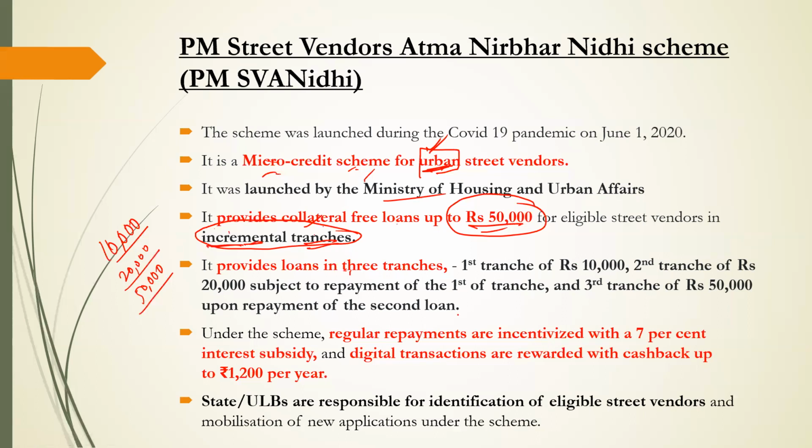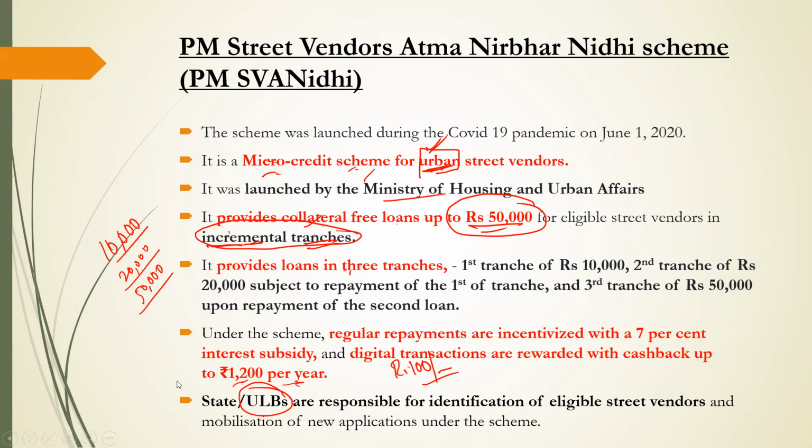Now, the regular repayments are incentivized with a 7% interest subsidy, and there is a reward for digital transactions also. That is, a maximum of rupees 100 you can get per month, so that converts to 1,200 per year. Now, who is responsible for finding these eligible urban street vendors? It is the urban local bodies.